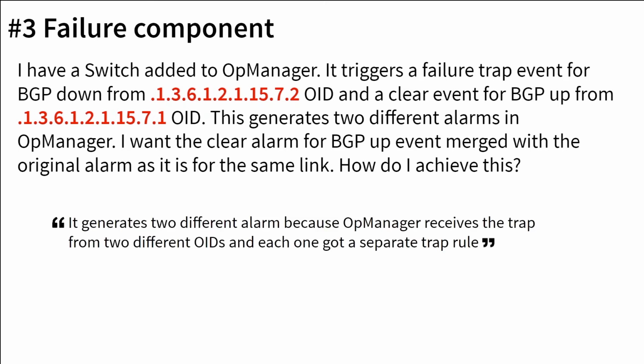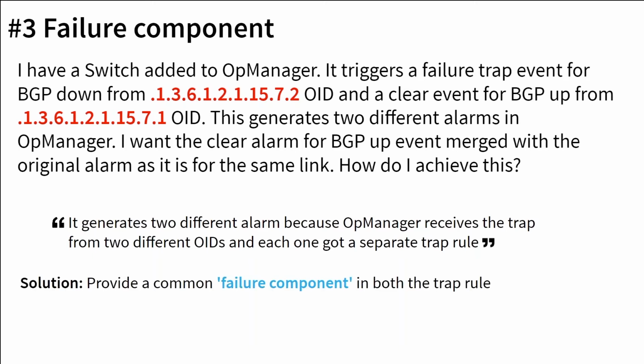Why does it generate two different alarms? Because it has two different OIDs and it has two different trap rules created in OpManager. So that's why for a problem event you receive a separate trap alarm, and for a clear event it generates a separate clear event trap. So how do you get this merged? The solution is you need to provide a common failure component in both trap rules.